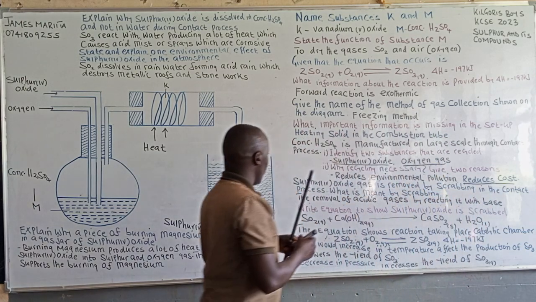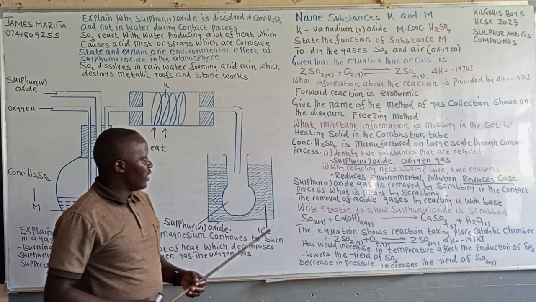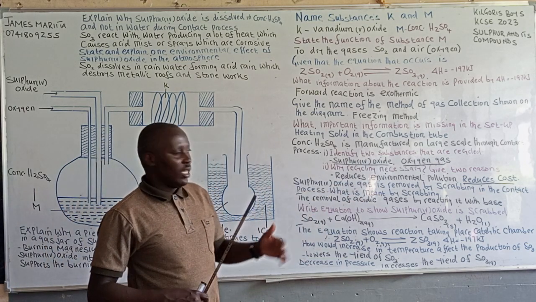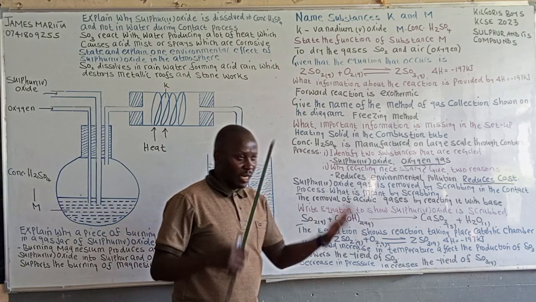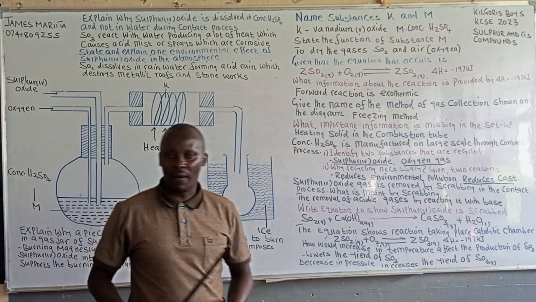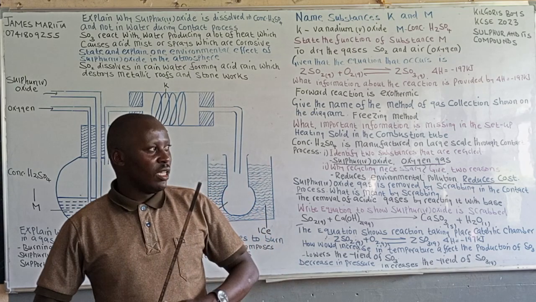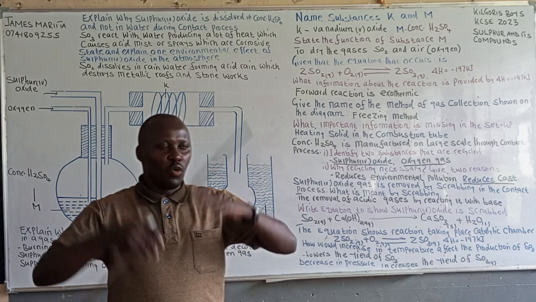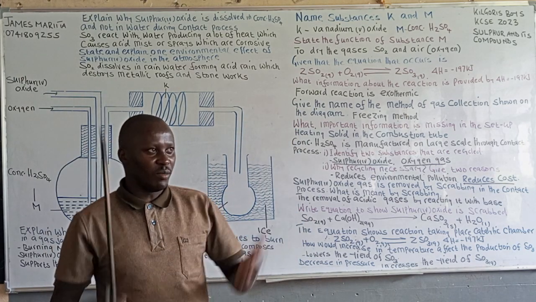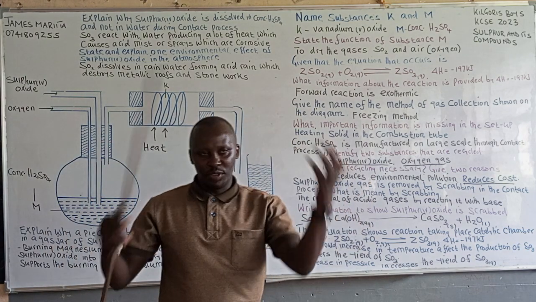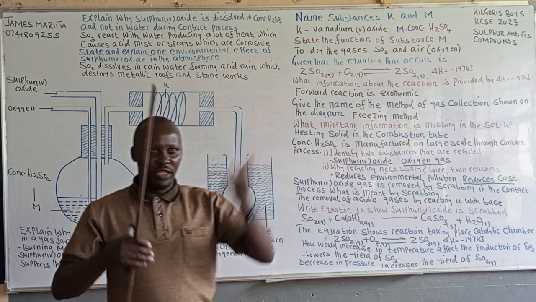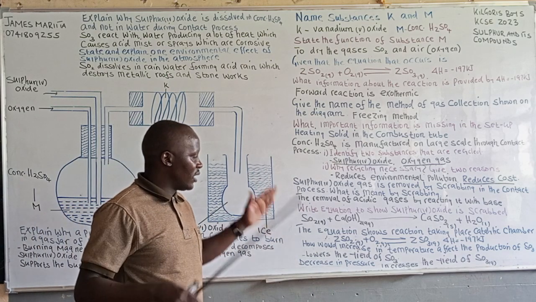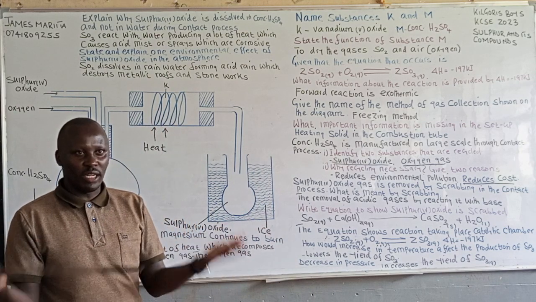Now, sulphur oxide is removed by scrubbing in the contact process. What is meant by scrubbing? Normally, in the contact process, gases of sulphur oxide or sulphur 6 oxide may escape into the atmosphere. Once those gases escape into the atmosphere, they combine with rain and form acid rain.